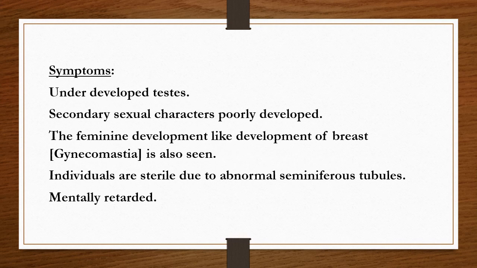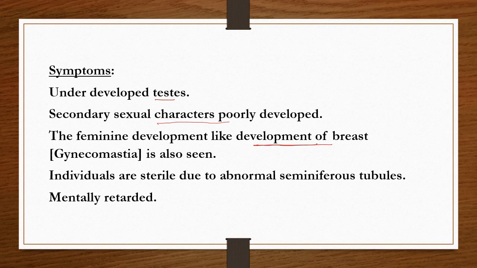So what are the symptoms we can observe if an extra X chromosome is added to the normal condition, in trisomy condition? Let's see. The symptoms are underdeveloped testes, that means testes are not well developed. Secondary sexual characters are poorly developed. Secondary sexual characters in males are mustache, beard, or a common secondary sexual character that is not well developed. Feminine development, like development of breast, we can observe in the male.